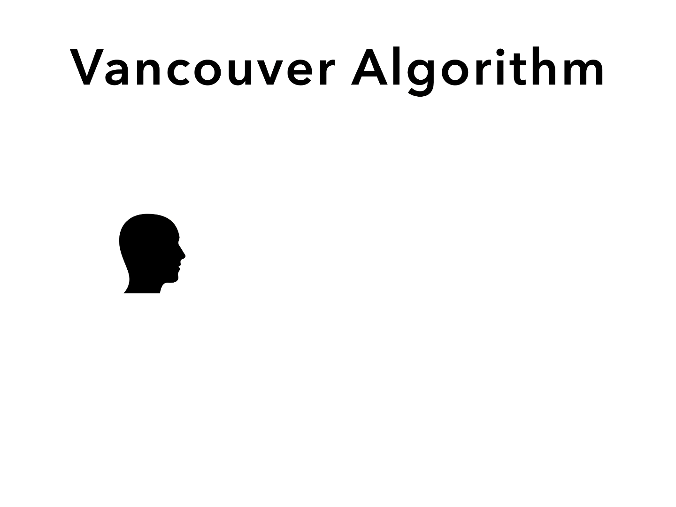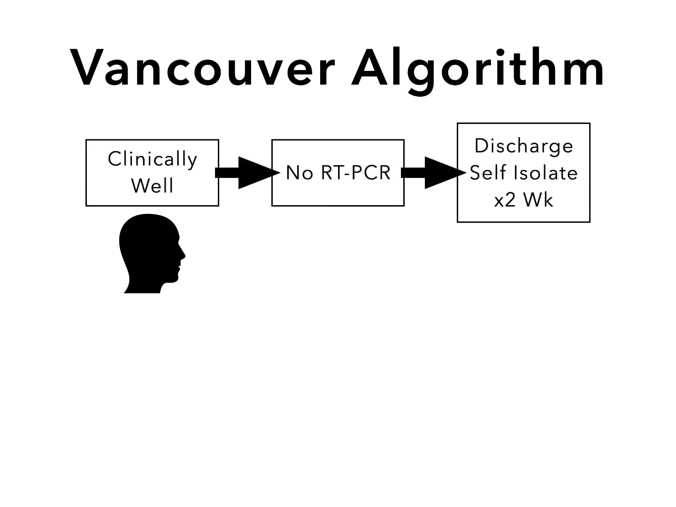For example, this is what we're doing in Vancouver, Canada. This algorithm applies to us in the emergency department and to any screening centers we have in the city. Clinically, if the patient looks well, their vital signs are relatively normal, their oxygen saturation looks okay, these patients get discharged and instructed to self-isolate for 2 weeks.